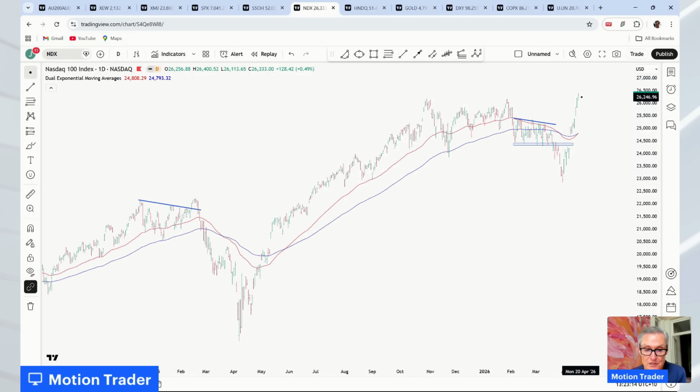I think this is more than short covering. This rally we've had, I think it's repositioning back into stocks.